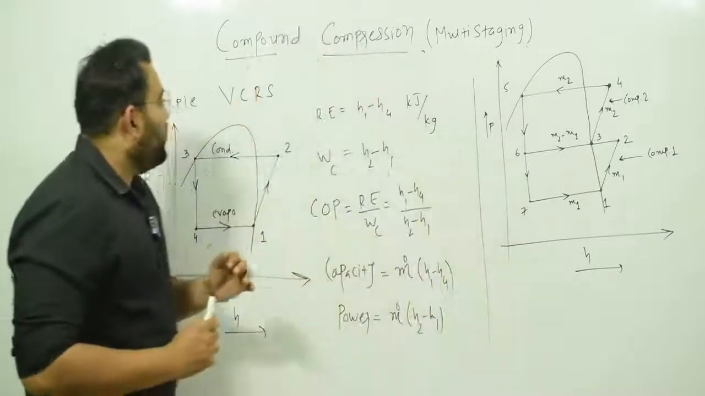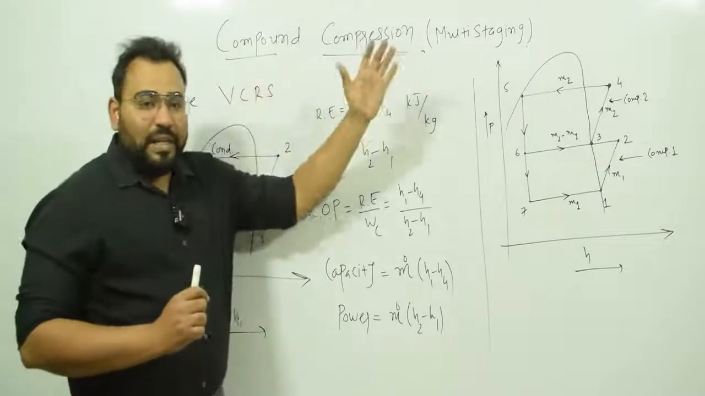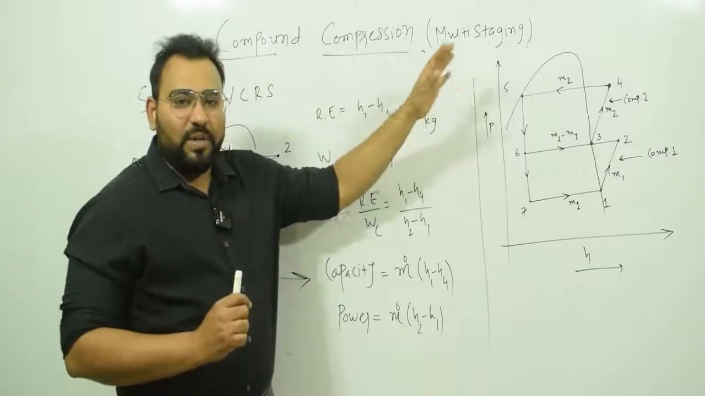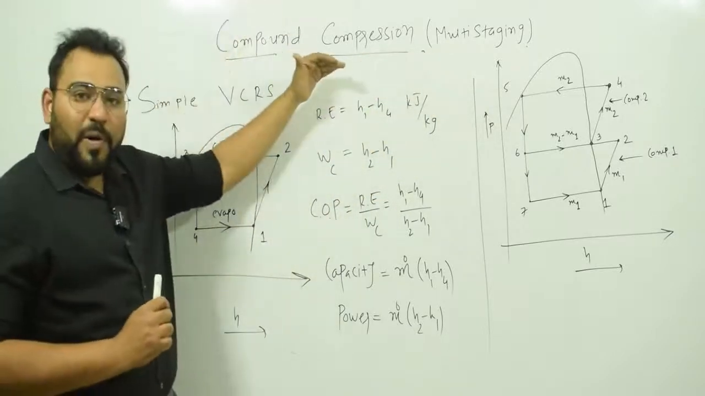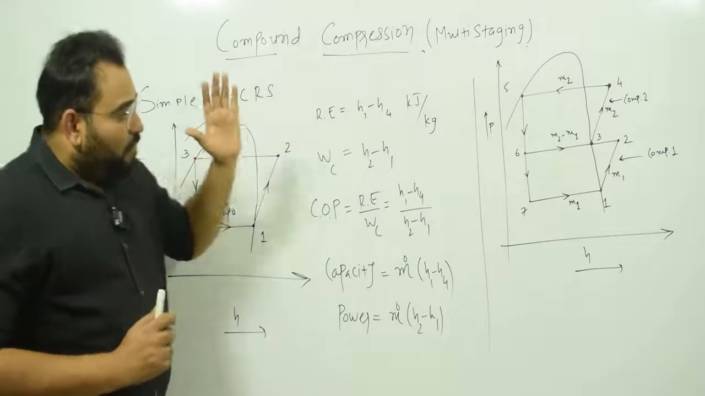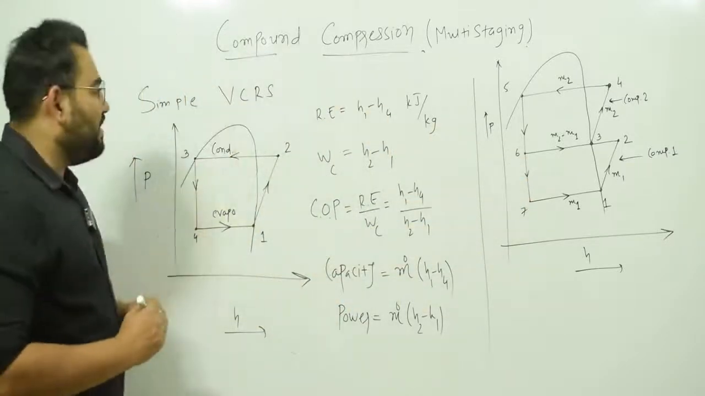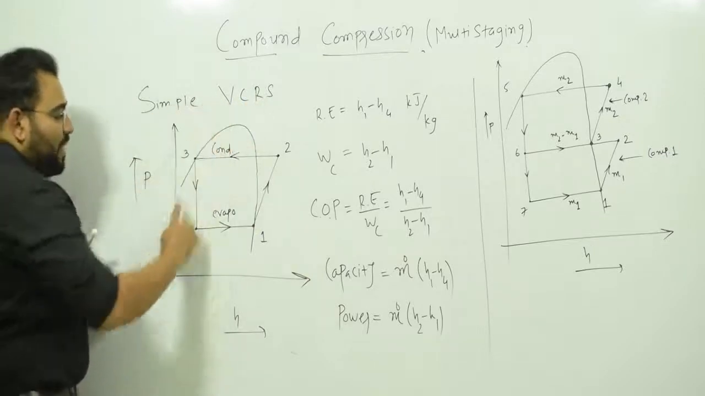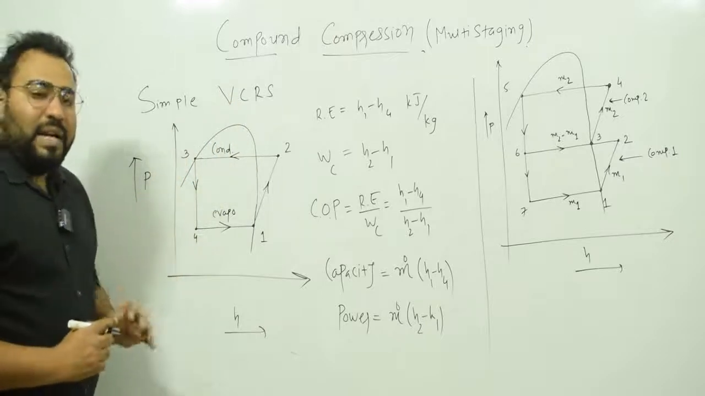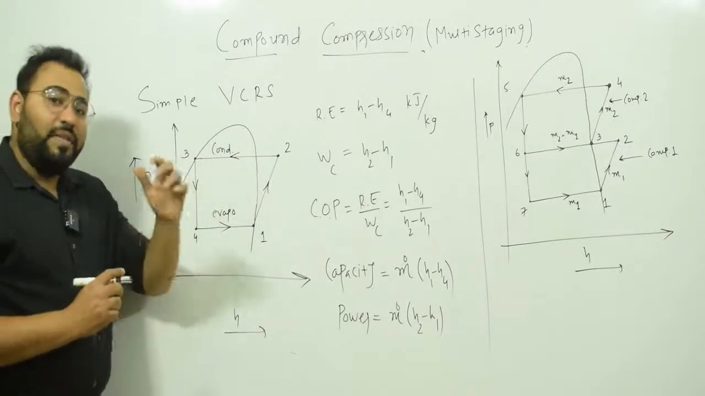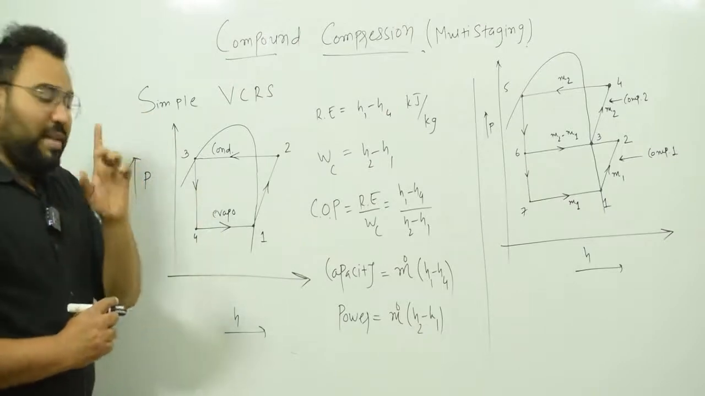Here you can see that our topic is compound compression, or multi-staging. Both are the same thing. Here we are going to discuss the need of compound compression or multi-staging. But before I explain that, we have to explain the simple VCRS cycle. This is the pH diagram, pressure enthalpy diagram, of the VCRS cycle that we have already discussed in the episode on understanding pH and TS diagram. So first go there and see that, okay?